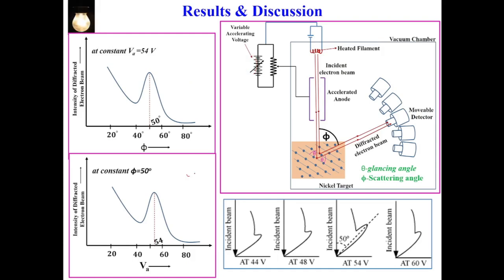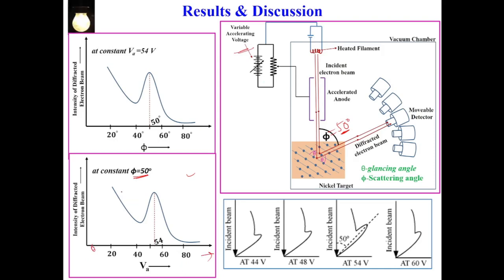What is the next result? Next result, here we have fixed the angle. Here the phi angle we have fixed. They have fixed phi angle at 50 degree. Then they changed the accelerating voltage from 0 onwards.